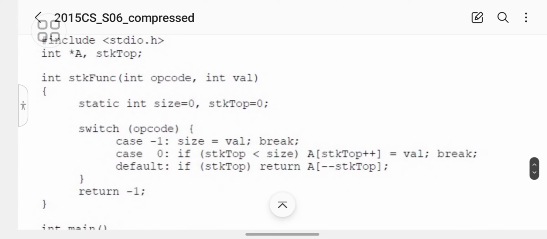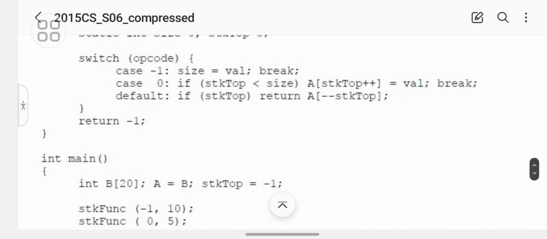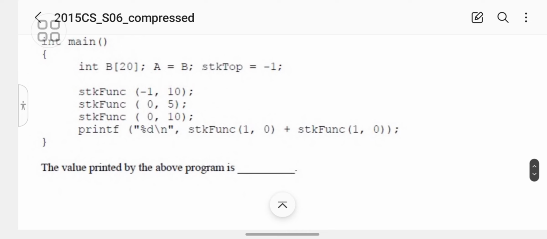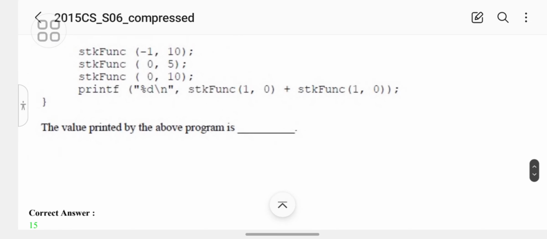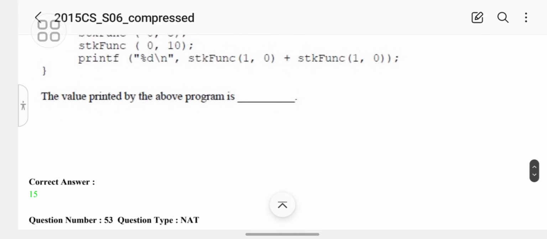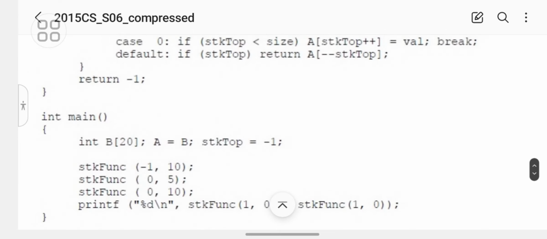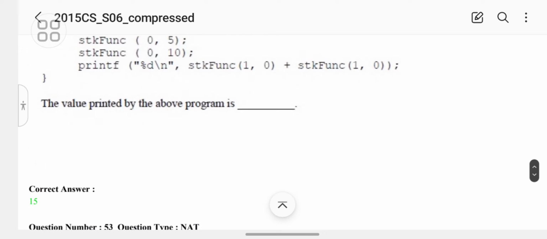52 is consider the below C program. Okay, so this is the program which is containing a switch. Then in main we are calling the stk function thrice, and then there is a print statement inside which there are two more function calls, right? So if you solve this program, and you play with this via a chart or diagram, you will get the answer as 15.